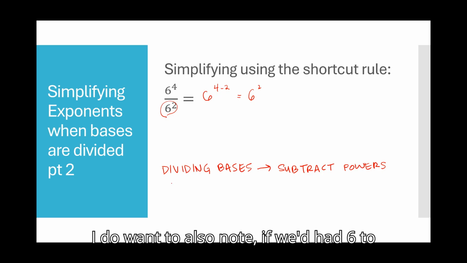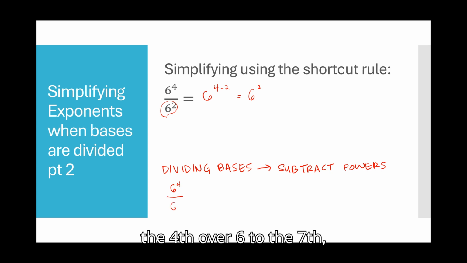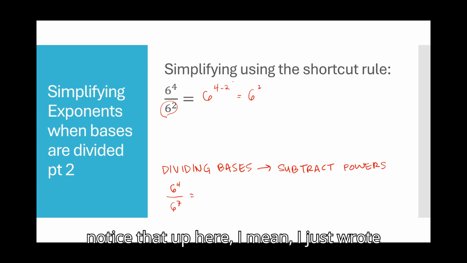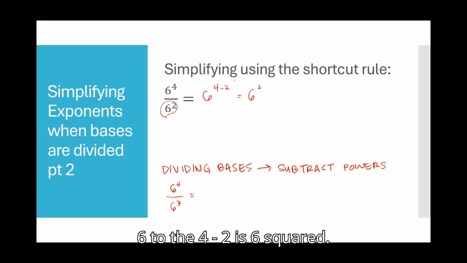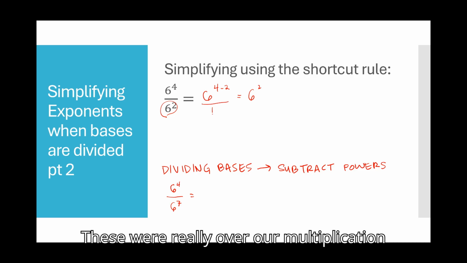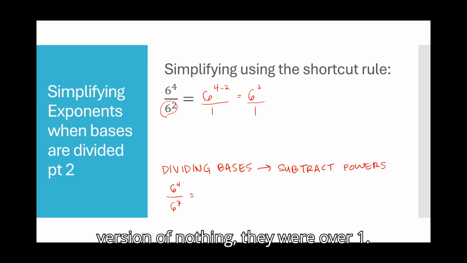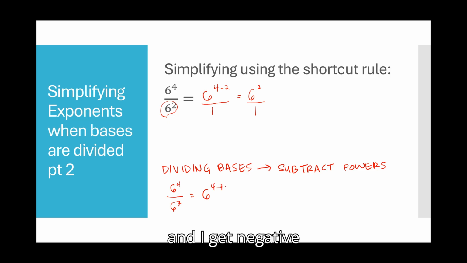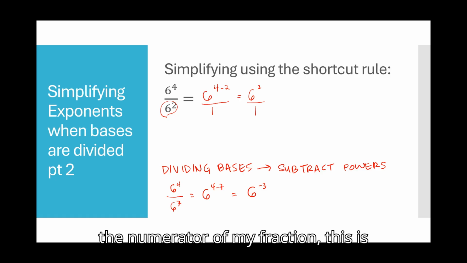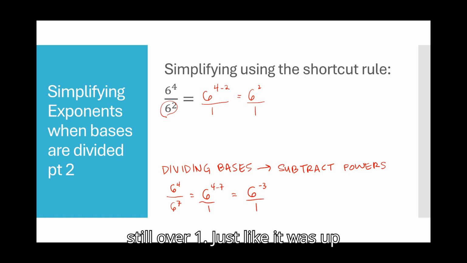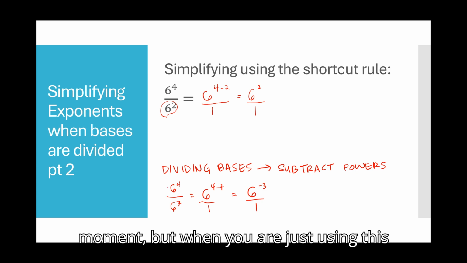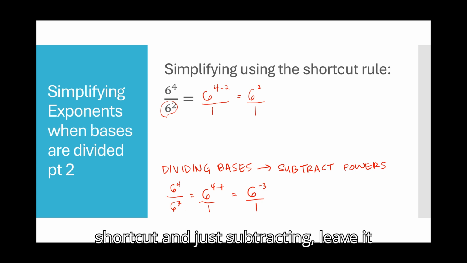I do want to also note, if we had 6 to the 4th over 6 to the 7th, notice that up here, I just wrote 6 to the 4 minus 2 is 6 squared. These were really over our multiplication version of nothing. They were over 1. Here, when I do this same rule, 4 minus 7, and I get -3, that answer has to stay in the numerator of my fraction. This is still over 1, just like it was up here when I have that -3. We will learn what to do with that -3 in just a moment, but when you are just using this shortcut and just subtracting, leave it where it is.